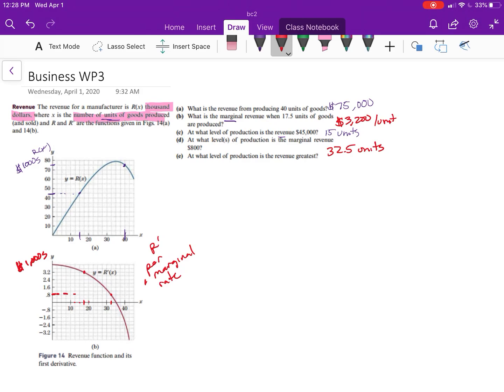E, at what level of production is revenue greatest? Here we can look either way, and let's look why. In the first graph, when is the revenue the greatest? Well, we could see it maxes out somewhere right here. But notice, it's curved. I'm kind of guessing it looks about 35 units. But the second graph can verify that, because the max or min happens when its derivative is 0. Well, where's the derivative 0? Right there. So it is for sure at 35.